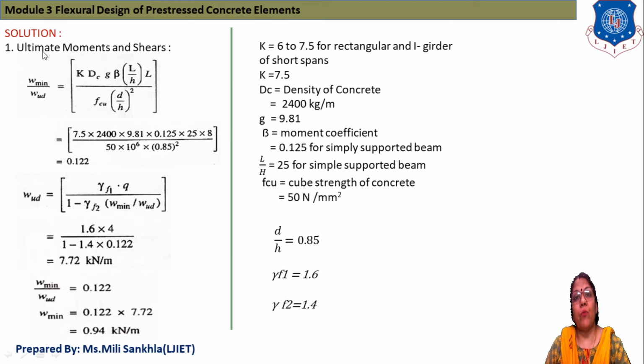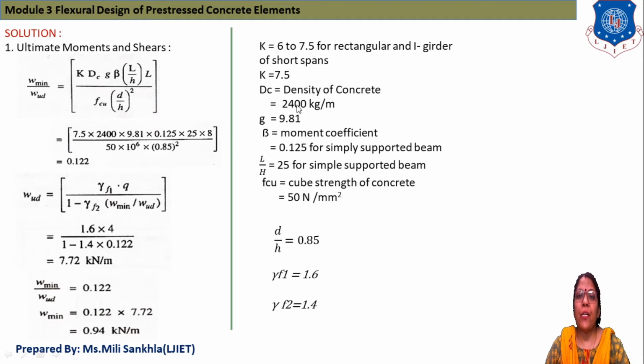First of all, we find out ultimate moment and shear. W minimum, that is minimum load, and ultimate dead load is equal to K into density into gravitational acceleration, then beta into ratio of L by H into L divided by FCU into (d by H) square. Now here K is equal to 6 to 7.5 for rectangle and I girder for short span. K is equal to 7.5 we consider.